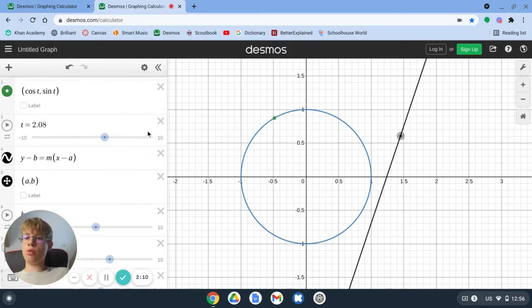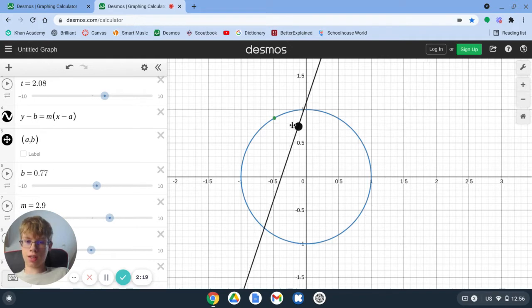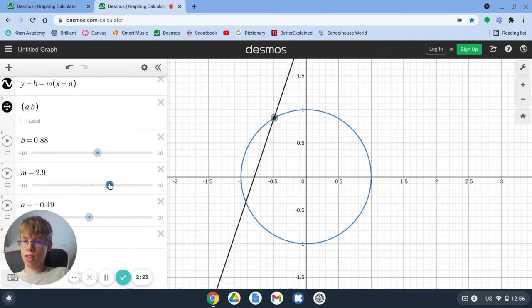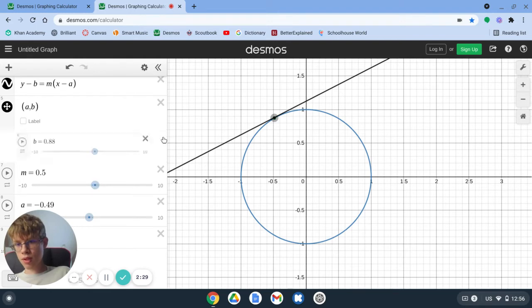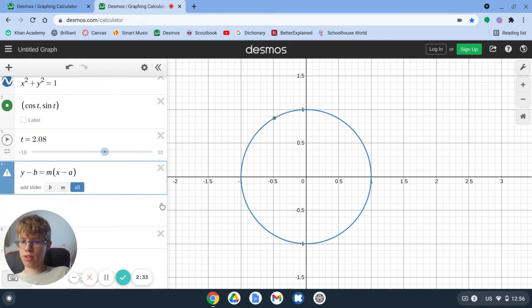So what we're going to try and do is make point slope form for the tangent line to a circle, which means that it's going to sit on the circle at that point, cosine of t, sine of t, and only hit it at one point. So it's going to kind of be like that. The trick is doing this so it works for every single value.